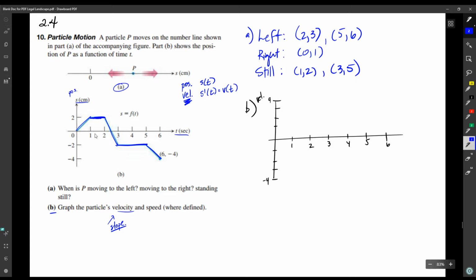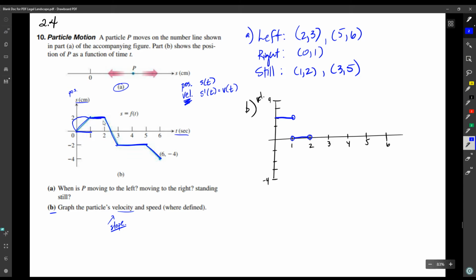So let's talk about what the slope is between 0 and 1. We're going up 2 spaces and to the right 1. So for this whole time, the slope is 2, aka the velocity is 2. So from 0 to 1, we're graphing a segment of 2. Then from 1 to 2, we have a slope of 0 on the position. So that means the velocity is 0. So 1 to 2, we're going to go here. And I'm going to open this up with empty circles at the ends of those segments, noting that we're not at either of those points.